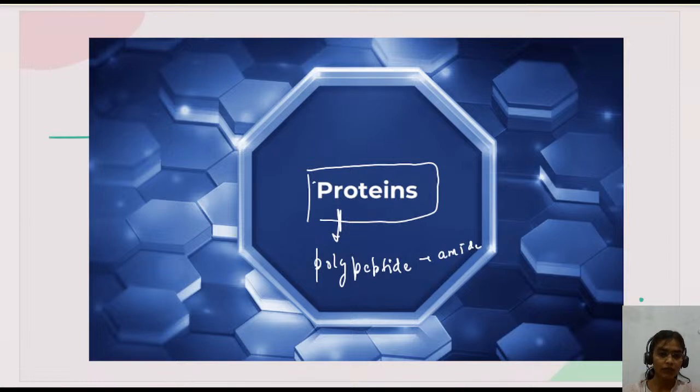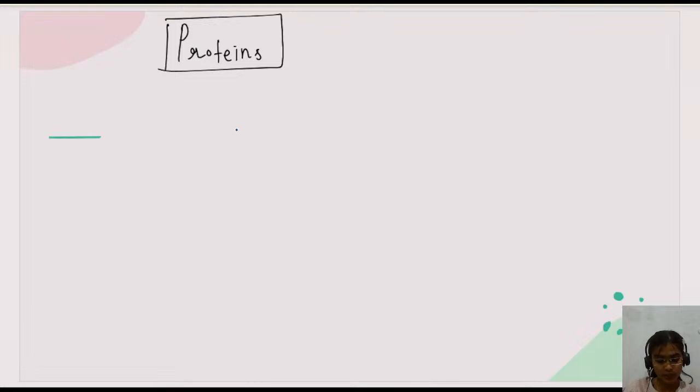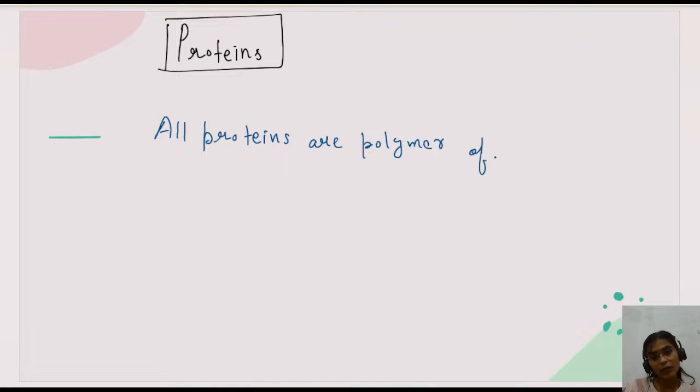So let's discuss more about the protein. Actually, what is protein? How about the definition? Protein is a kind of polymer. So, what is protein? First of all, proteins are polymers. Which kind of polymer? Polymer of alpha amino acid.